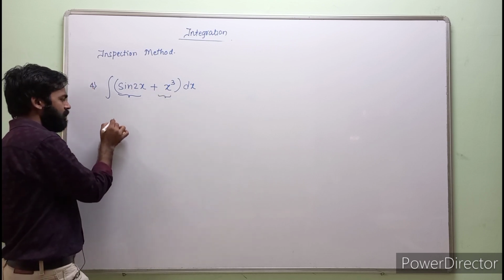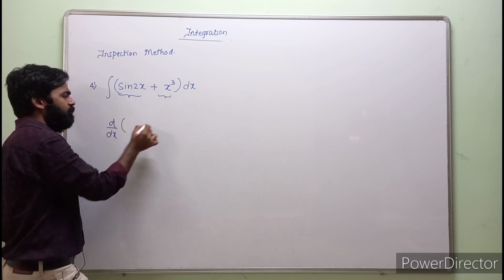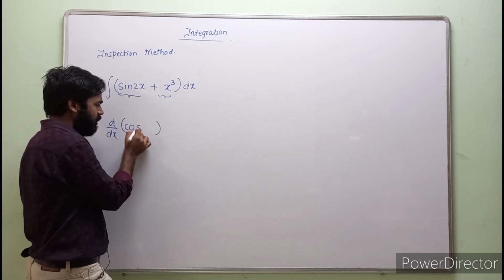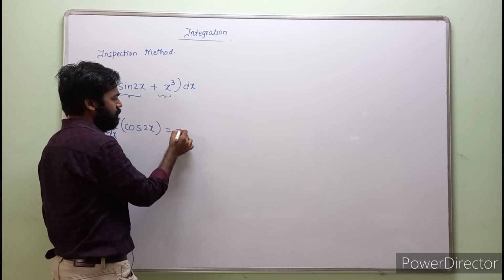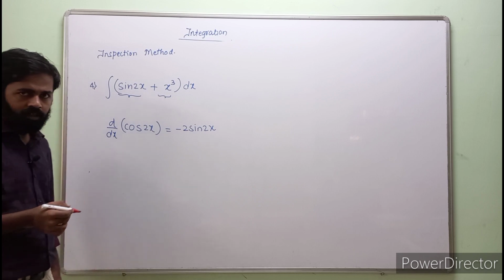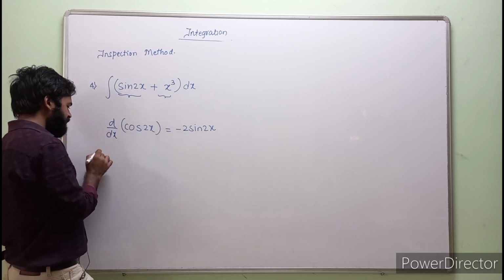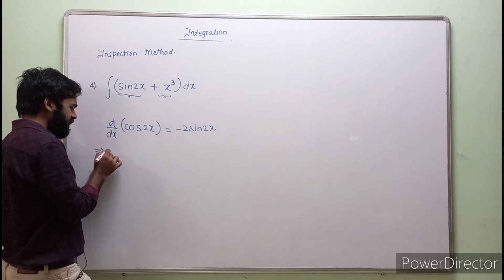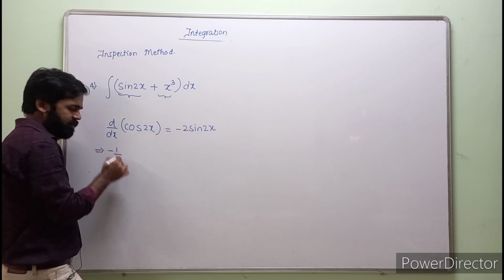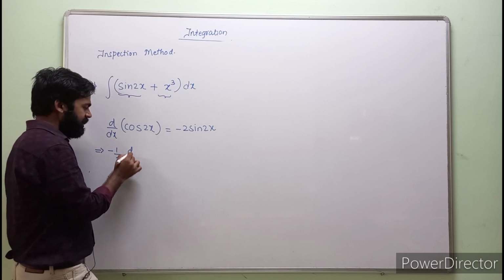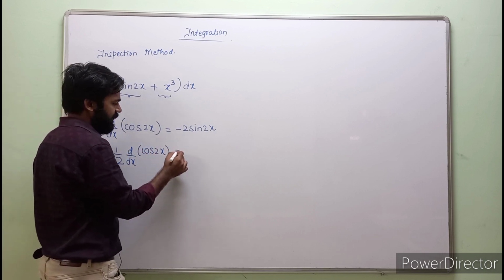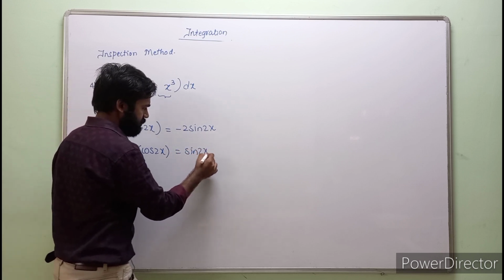I mean d by dx of, if you want to get sine, you should differentiate cos. Differentiation of cos 2x is nothing but minus 2 sin 2x. Right. Now take this minus here, it's like multiplying by minus, and I'll take 2 here, it becomes divided by 2. We get d by dx of what? Cos 2x. We get it as sin 2x.